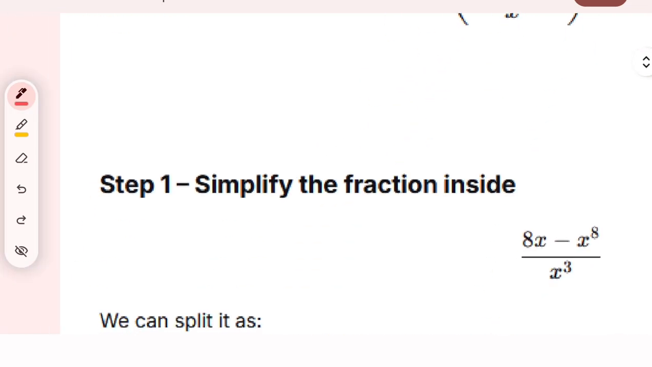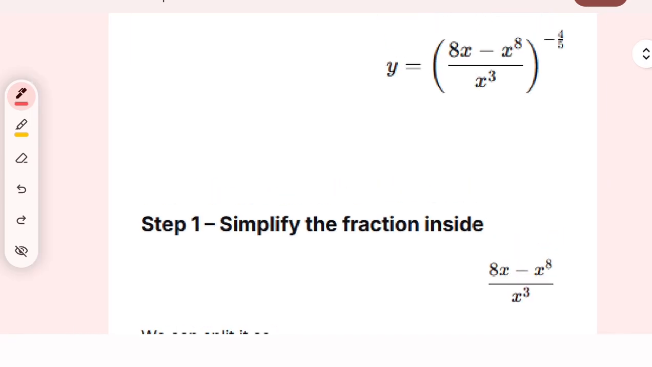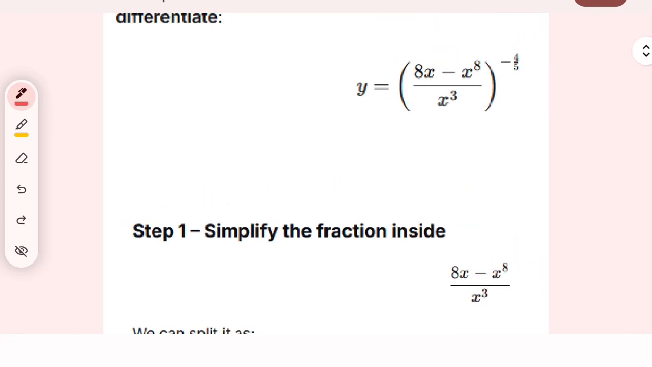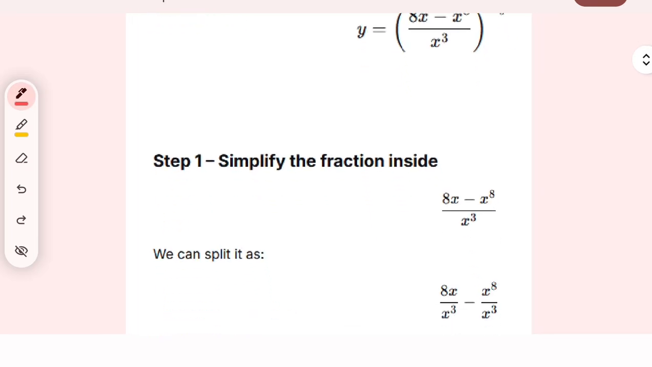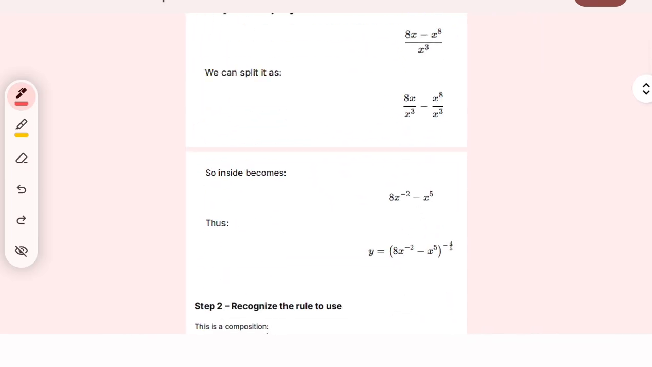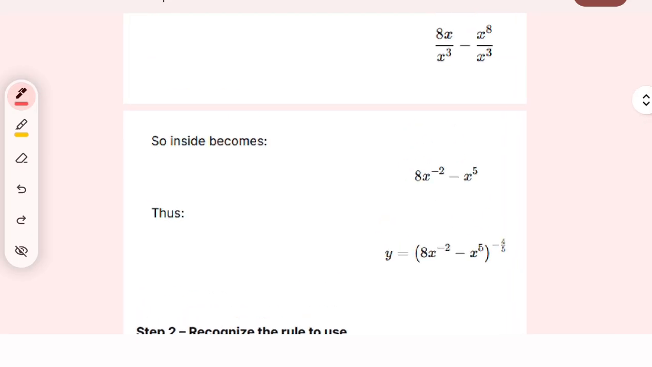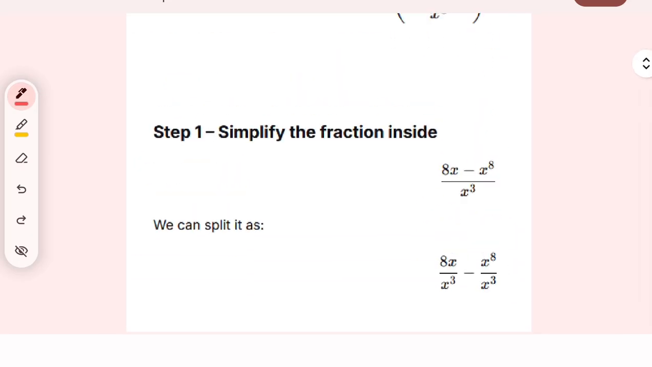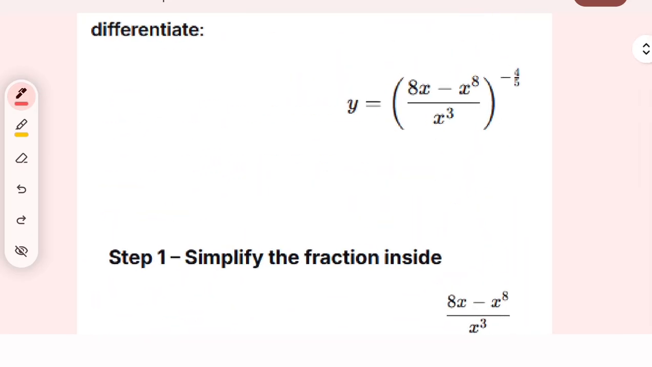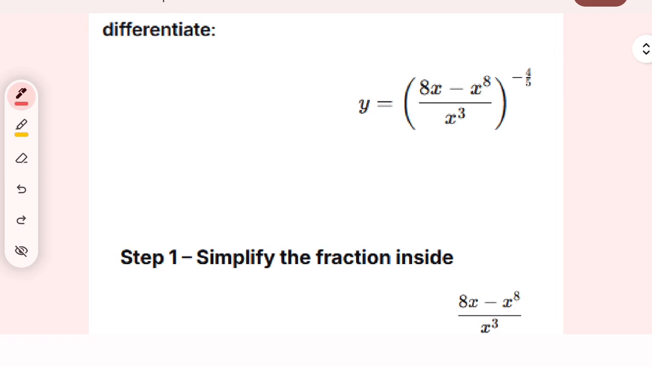Now, like what we did in the previous problems, we have to always identify first if it is indeed a chain rule. Okay, so let us first simplify the fraction inside. So this is what we are actually given. If you could simplify it, I would always recommend to simplify it first, like what we did in the first problem. You remember what we did in the first problem?